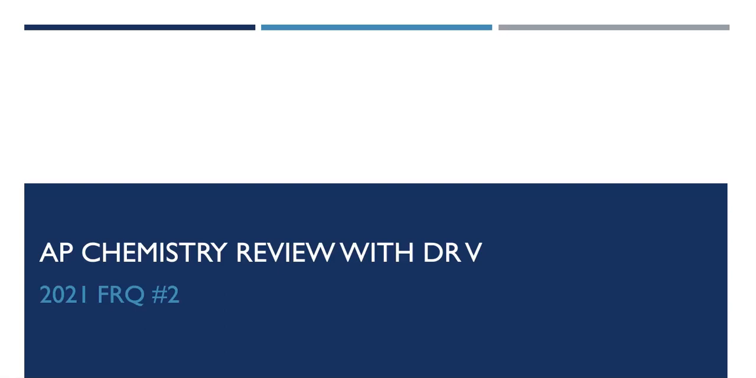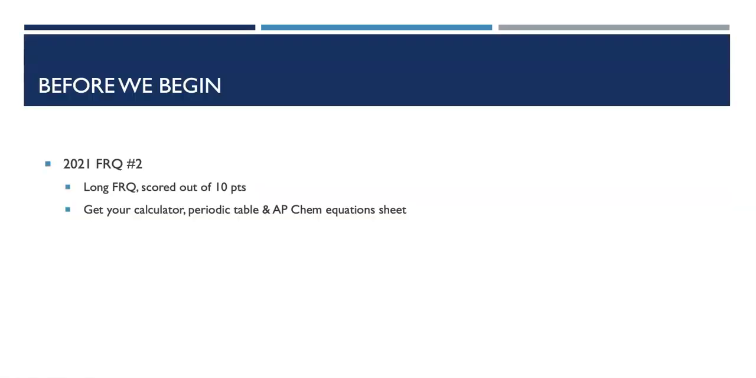We're going through free response questions from past AP Chemistry exams. In this webcast, we're looking at free response question number 2 from the 2021 exam. Question number 2 on any AP Chemistry exam is always one of the long free response questions. And the long free response questions, as you may already know, are scored out of 10 points, and they have multiple parts. You'll want to make sure you have your calculator, your periodic table, and your AP Chemistry equation sheet handy before we go through the rest of the webcast.